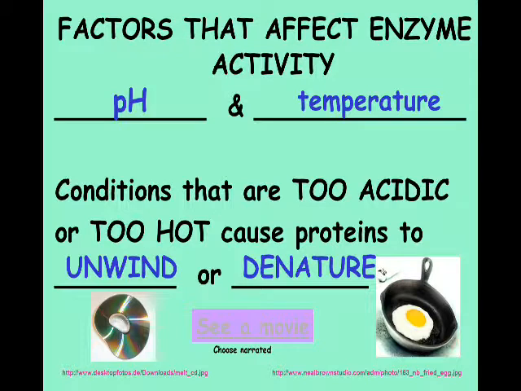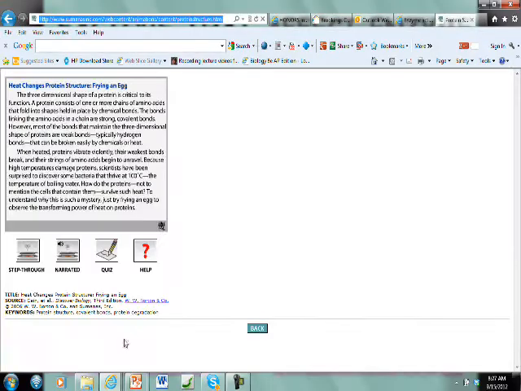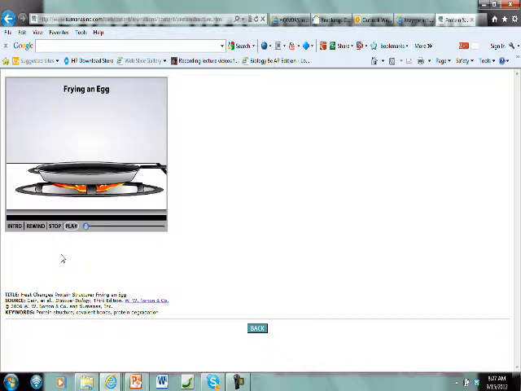If you have ever left CDs in your car in the hot sun, you'll know that they will actually warp and change shape because of the heat. And the same thing happens with enzymes. We're going to watch a little movie about that happening. Let's start that again. I kind of had my sound off.